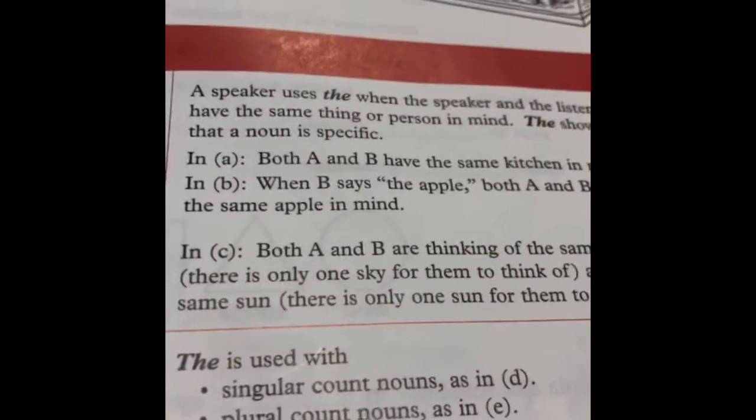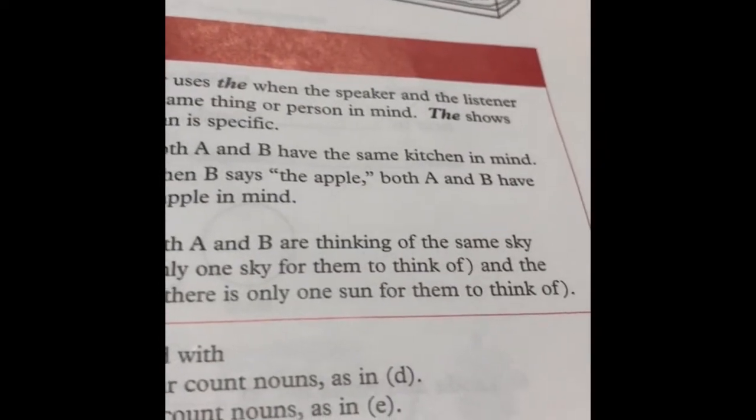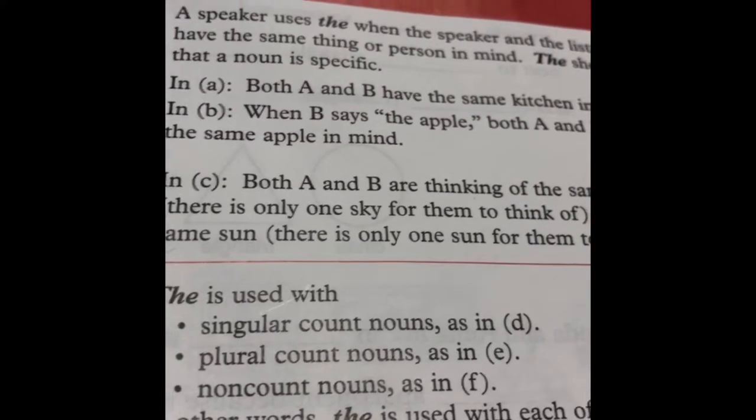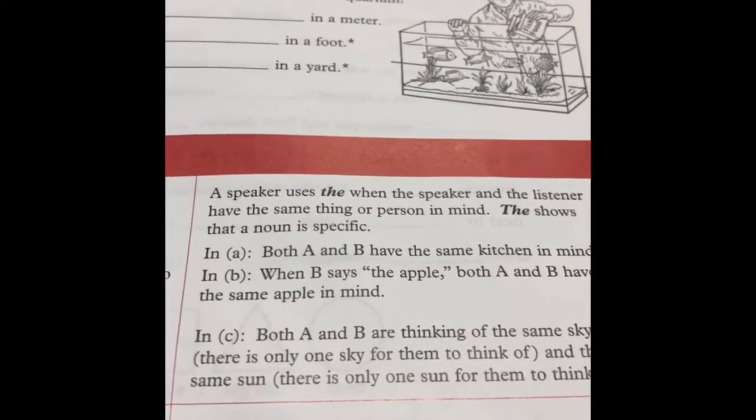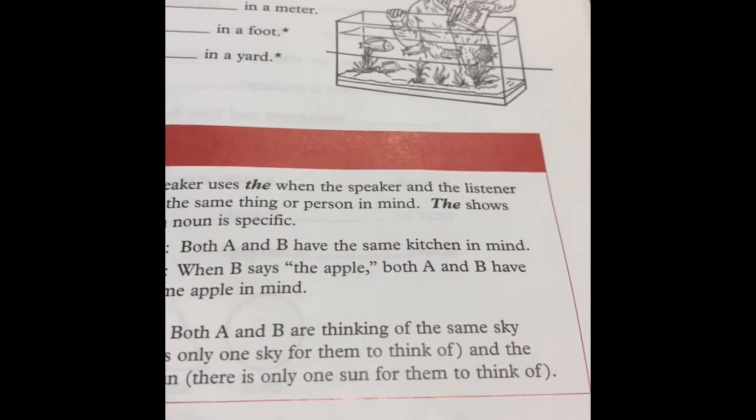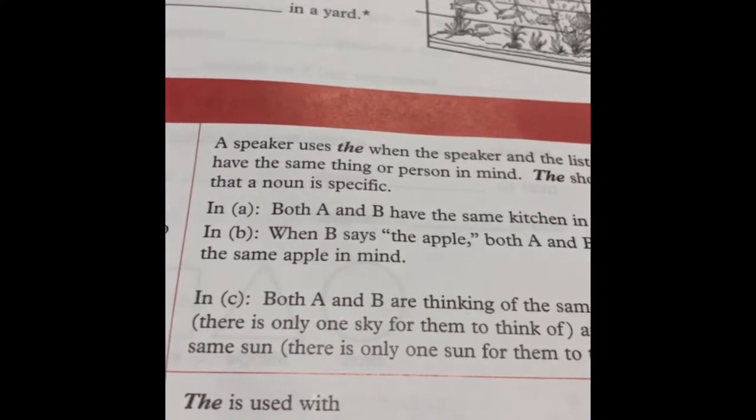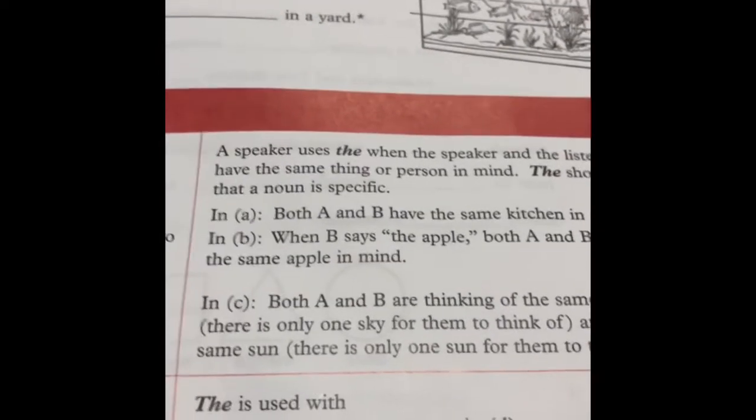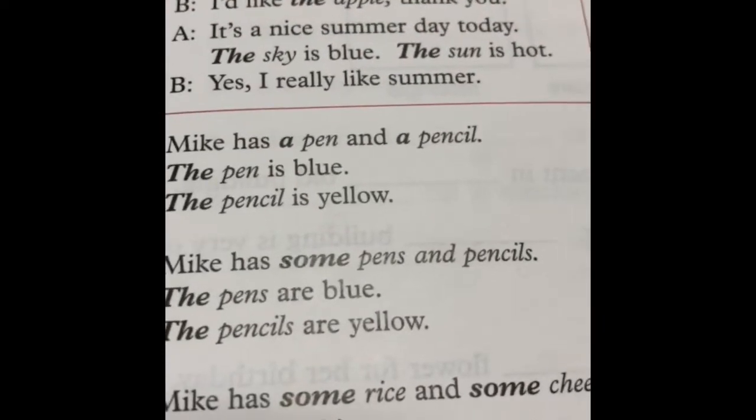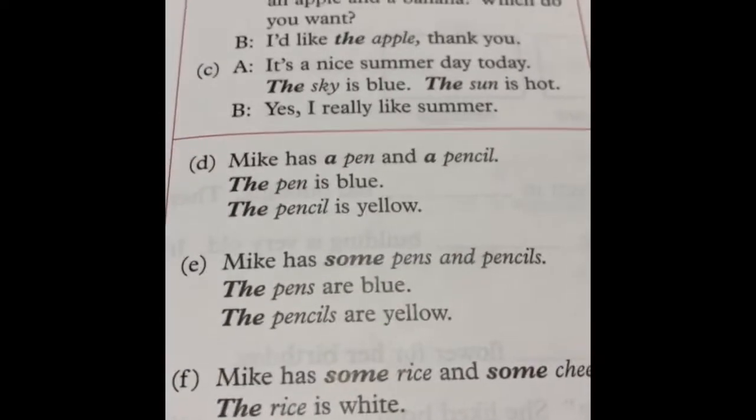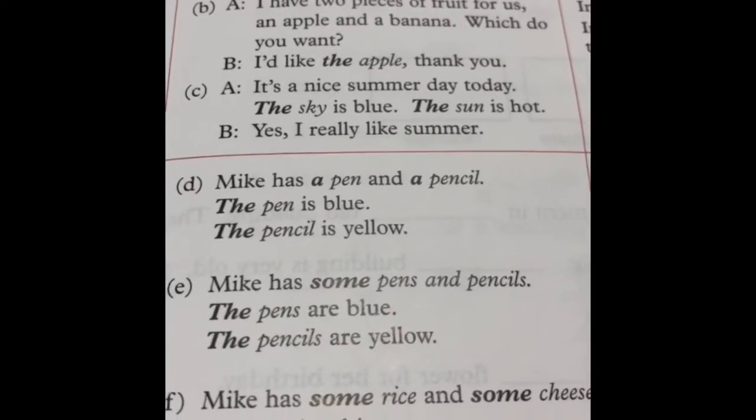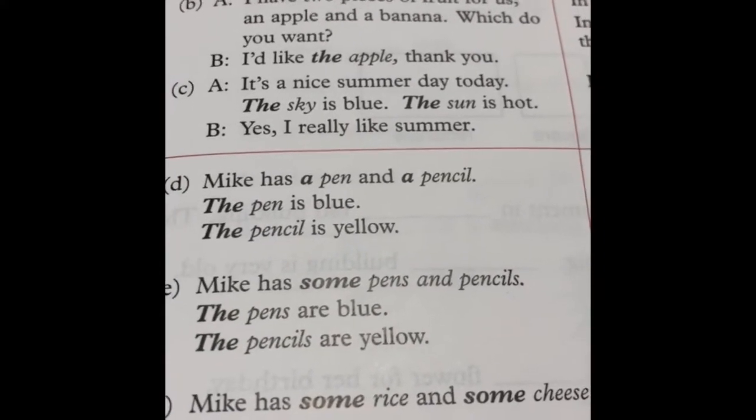Both A and B have the same kitchen in mind. But the second example says when B says the apple, both A and B have the same apple in mind. The same apple، يعني مثل ما قلنا specific. Mike has a pen and a pencil. The pen is blue. The pencil is yellow.